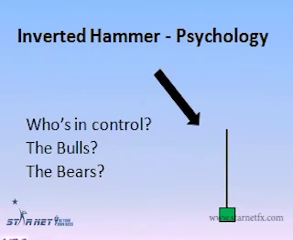Let's look at the psychology of the pattern now to see who is in control, the bulls or the bears. The downtrend initially appears to continue very strongly as price gaps down at the open. At this stage everything is looking very bearish. The bulls see value though at these low prices and enter the market, driving the price higher, back up to the highs here. Coming into the close of the candle though, the bears drive price back down to close in the lower third of the range.